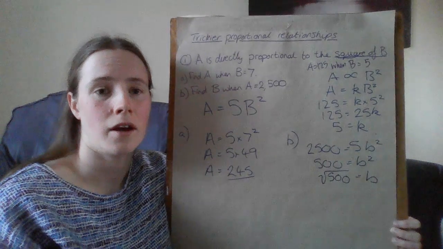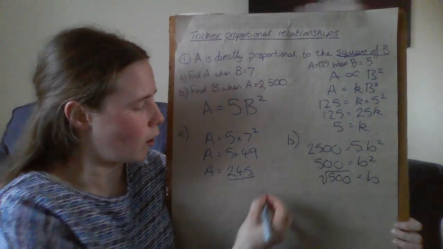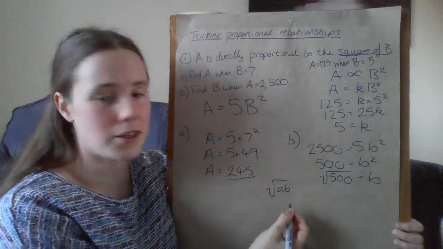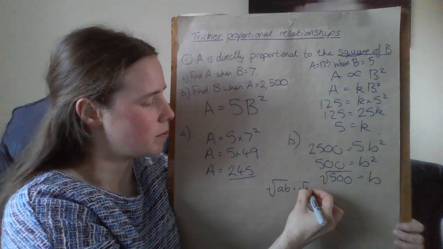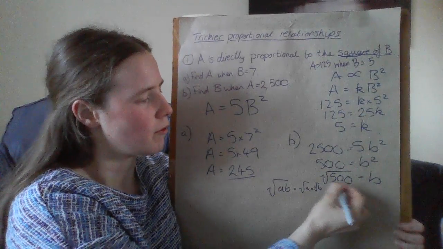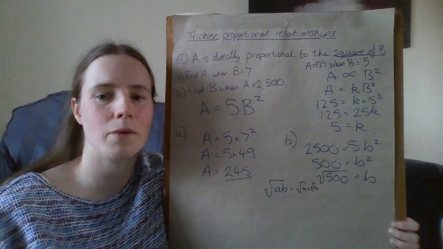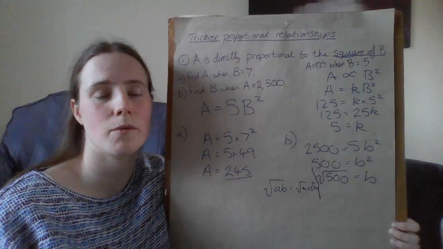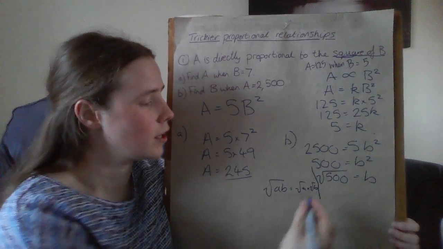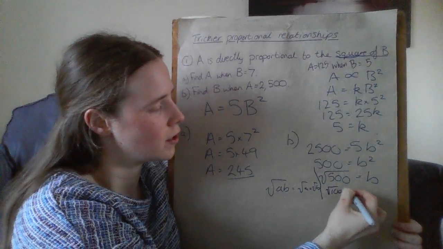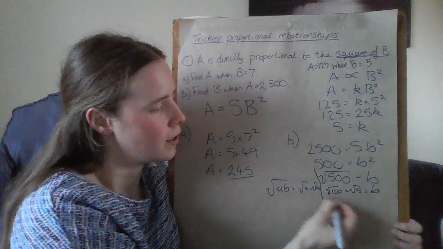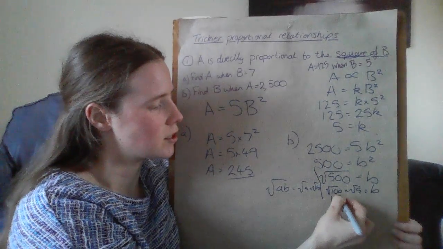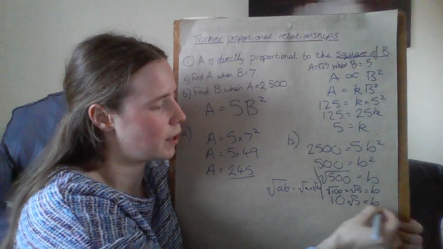Then we can think about what we know about surds. If you've got root of two values times together, you can break it up. So if I can think of a factor pair of 500 where one of them is a square, I'll be able to simplify nicely, and a square number that's a factor of 500 is 100, so I can write it as root 100 times root 5. Root 100 is 10, so 10 root 5 is B.